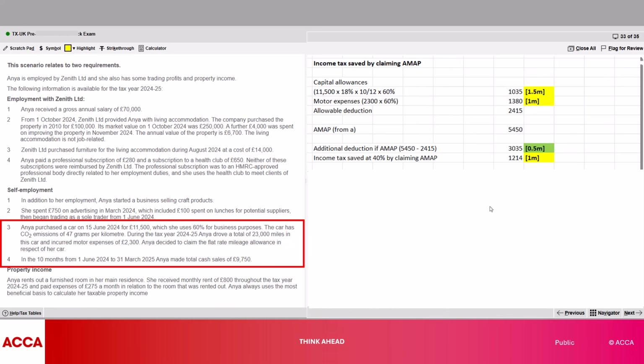So hopefully that's shown you how the marks would be awarded, where some of the easier marks were. And remember that in the exam, you just need to score 50% to score a pass. If you got all of the marks here, then that's great. But hopefully you should have been able to score at least half of these marks.